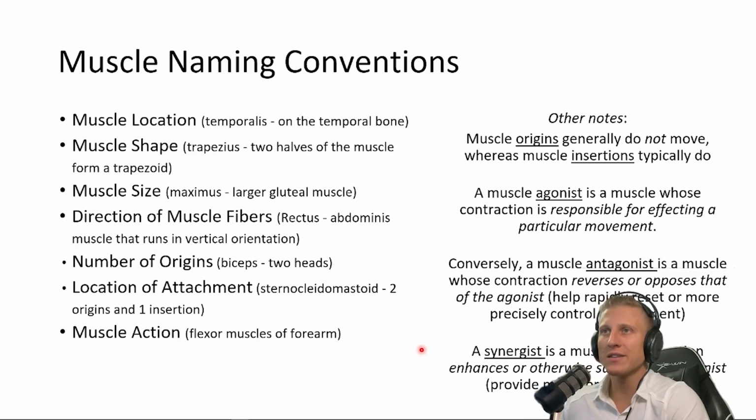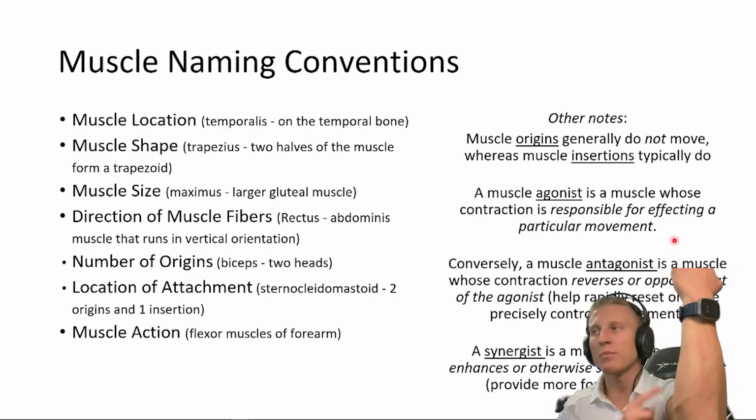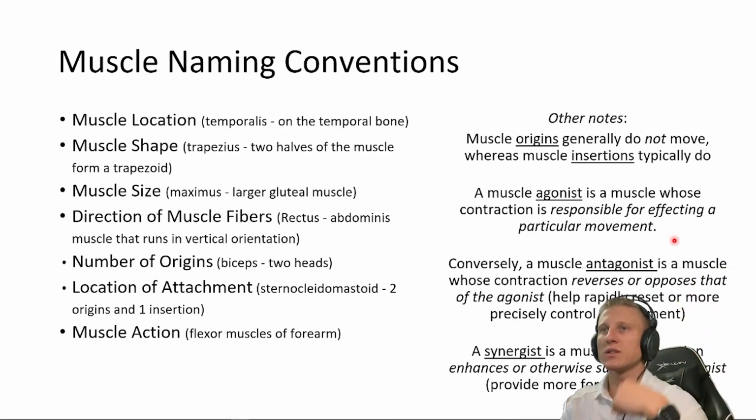An agonist is the muscle that is primarily responsible for affecting a particular movement. It is the guy doing the majority of the work. Think of your bicep and flexion of your arm. When your bicep contracts, it's pulling your arm, flexing your arm inwards, reducing this angle.